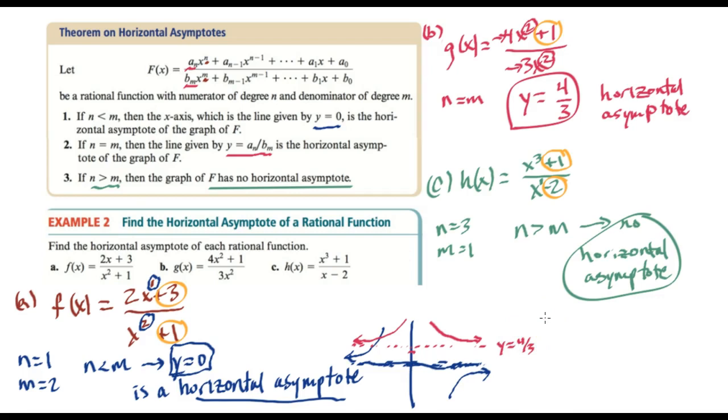So let me know if you have any concerns about this. Hopefully you can make the connections with horizontal and vertical asymptotes, what we've discussed in the last 2 slides, compared to the graphs from the first slide. And if you have any concerns, let me know. I'll be more than happy to help. Next, we're going to be looking at slant asymptotes. And yeah, let me know if you have any concerns.